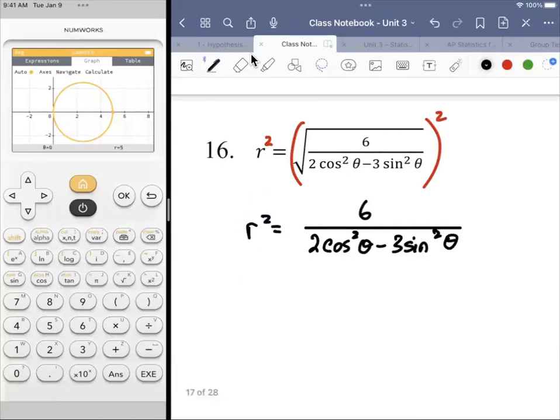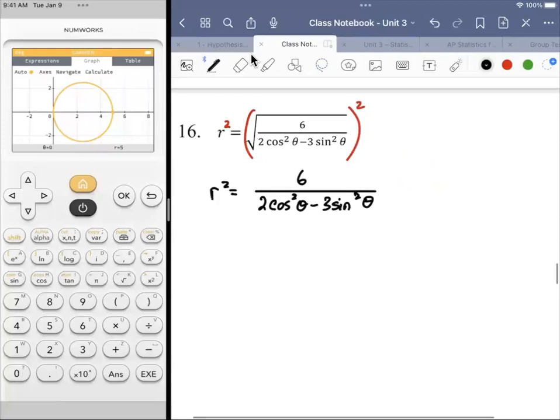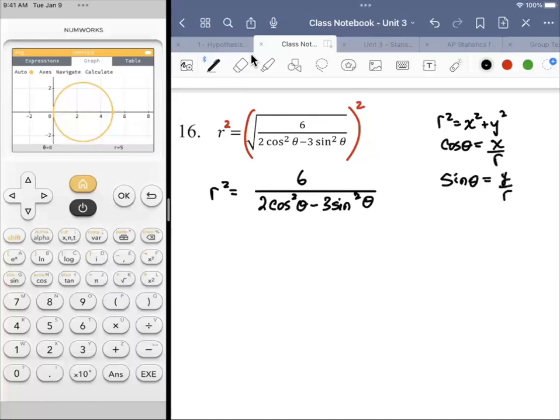All right. And I'm just going to put the useful rules on the side here. r squared is equal to x squared plus y squared. Cosine of theta is equal to x over r. Sine of theta is equal to y over r. So I can make the substitution here, but I don't want to regret it later on because maybe I'll get lucky and the r squared will cancel out. I don't know. So let me work the cosines and sines first.